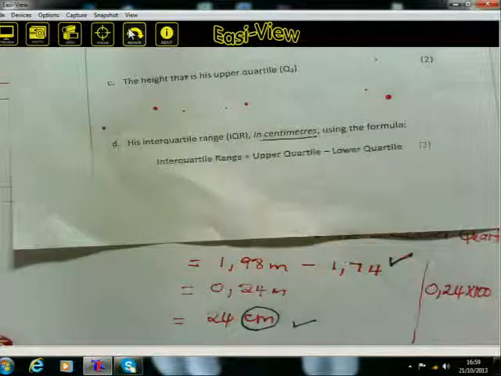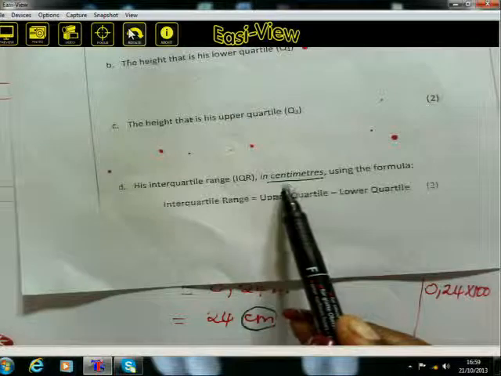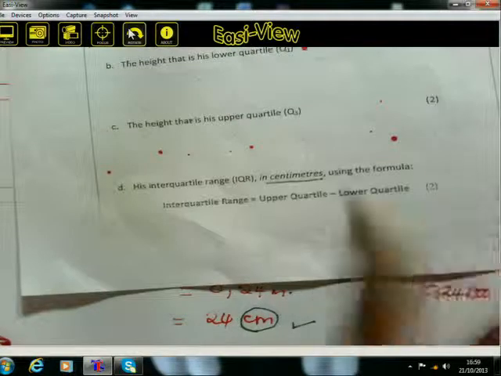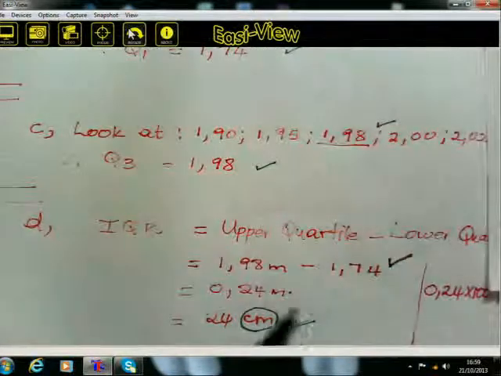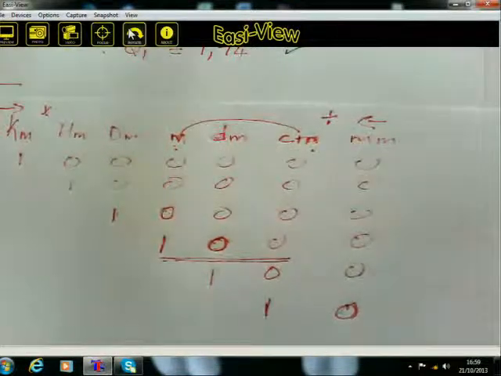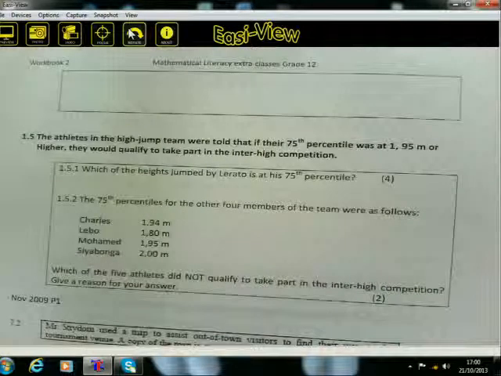This unit is very important for converting from meter to centimeter, because as you can see, your question here said you should leave your answer in what? In centimeters. So with the conversion of units, kindly go back to your 8. That will help you to convert your units. We are done with 1.4.1, number A, number B, number C, and number D.